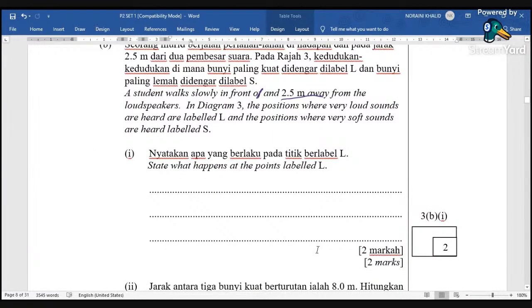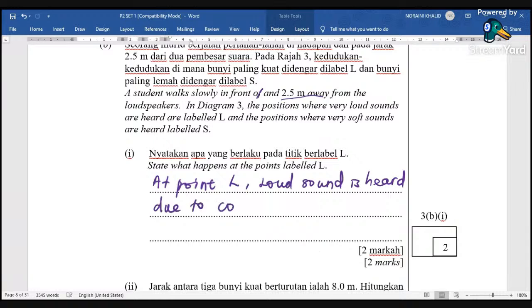State what happens at points labeled L. You can see at point L, loud sound is heard, due to constructive interference.